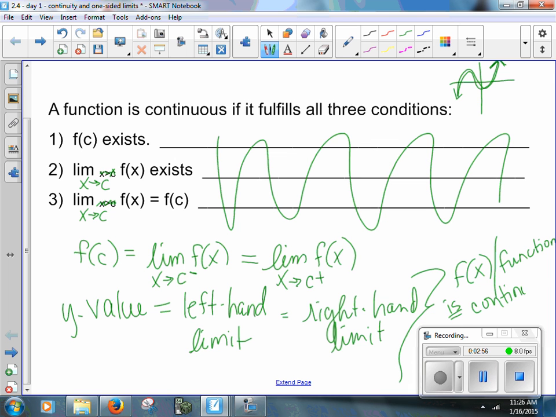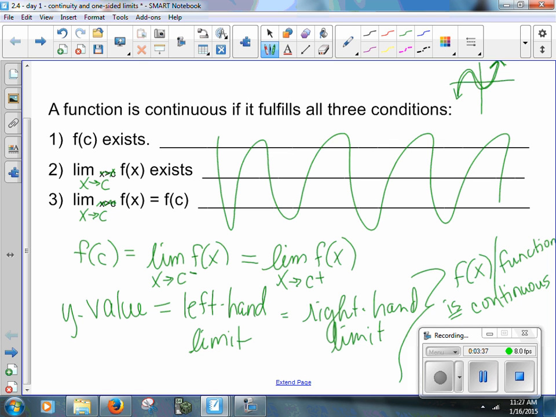All right, that's what it means. It is going to be continuous. And I'm going to show you how this works. My y value, my right-handed limit, my left-handed limit, all of those numbers need to be the same in order for my function to be continuous. If one piece is not the same, then what? It's not continuous. If I find my y value, my f of c value, is a 4, and I find my left-handed limit is a 7, do I even need to figure the other one? No, I can just stop and go, not continuous.